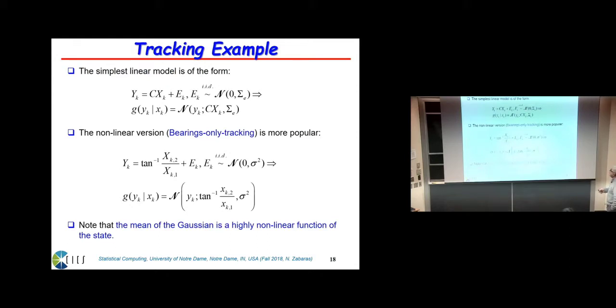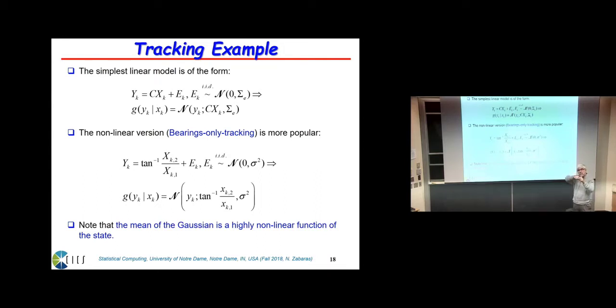Let me give you another one, since we discussed the tracking problem where we had the coordinates in x and y, and then the velocities in x and y. We can actually make that model look nonlinear. The way we do this is as follows. We're going to define y to be the angle. Imagine you have an x and y coordinate system, and you have a missile somewhere.